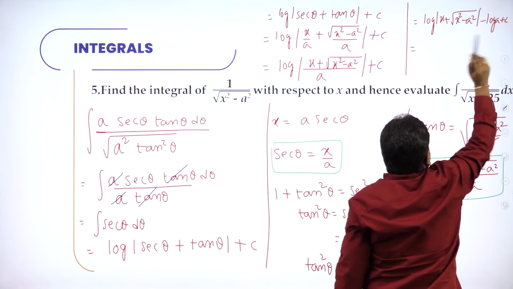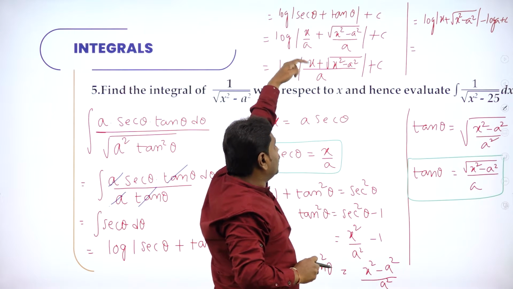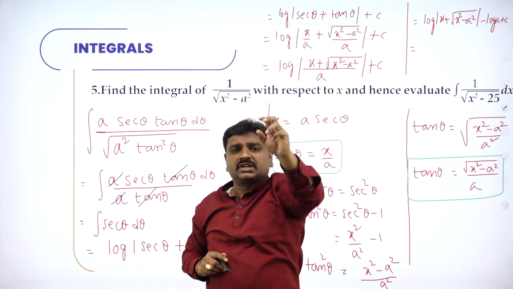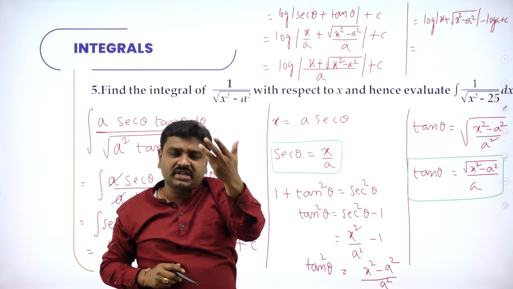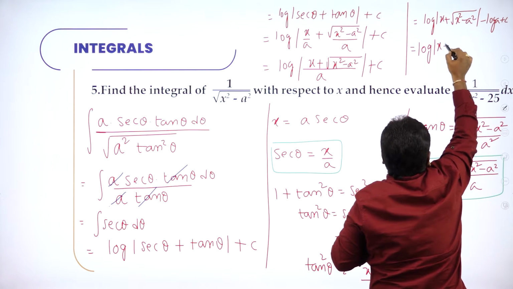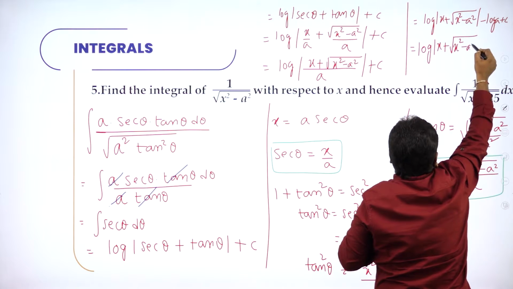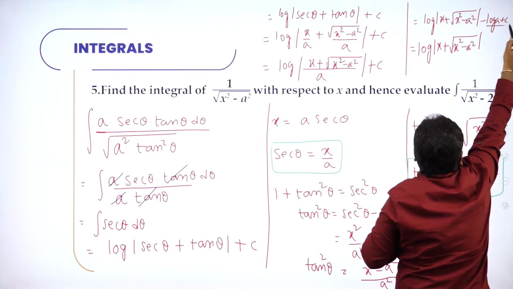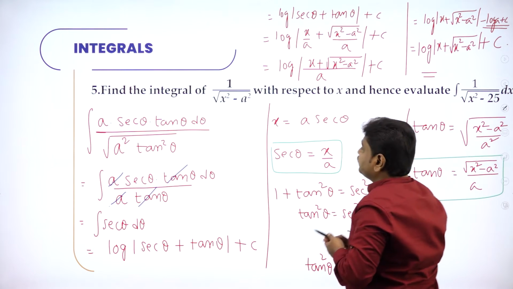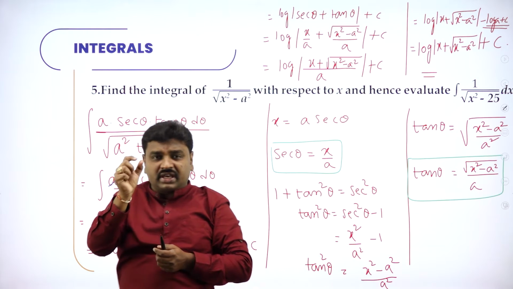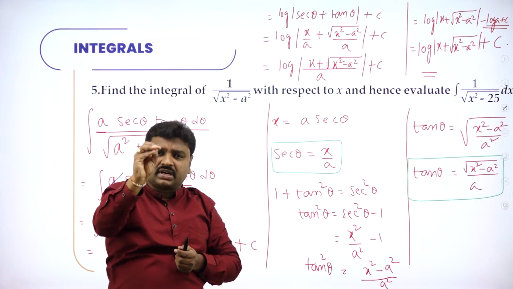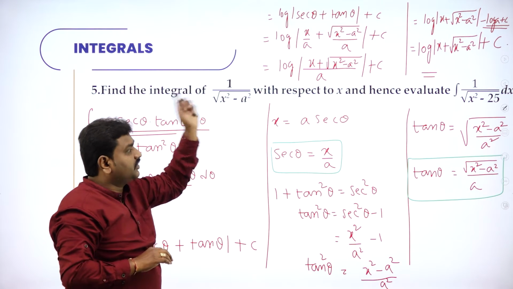Now please observe, in maths, log of a by b is log a minus log b. Log a is a constant and c is a constant. If you combine two constants, again it will be a constant. So in log of mod of x plus root of x square minus a square, minus log a plus c, these two put together will be a constant. So I'll write plus capital C. So this is the answer. Minus log a is constant, c is constant, so minus log a plus c is a constant, just put c. Now that is the final answer.